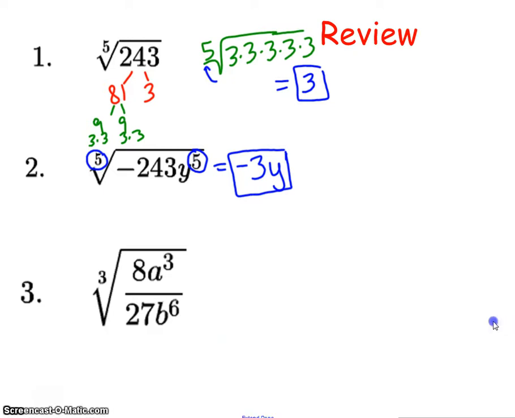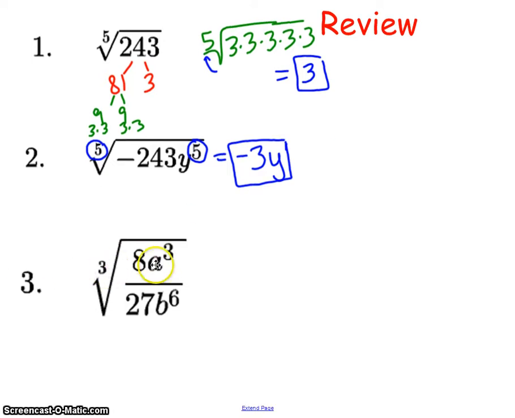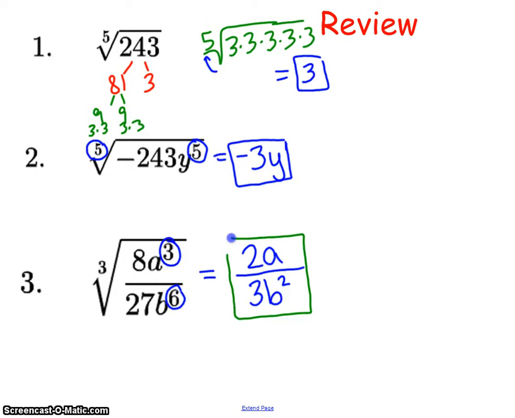Same thing with division. If I have division, this is a cube root. Cube root of 8 is 2. A to the third power, you're going to divide 3 by 3, and you get 1, so it's 2a in the numerator. Cube root of 27 is 3. B to the 6th, divide 6 by 3, b to the second power. If you can reduce 2 over 3, then you would have to reduce it. It's already reduced, and this is your answer.